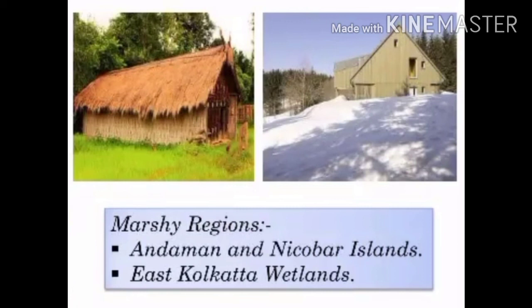This type of area in India we can see in the Andaman and Nicobar Islands and East Kolkata, that is also called wetlands. And how is the construction? The construction of the houses is sloped.